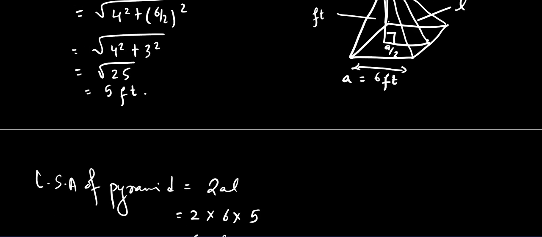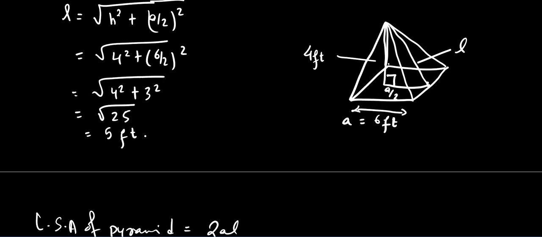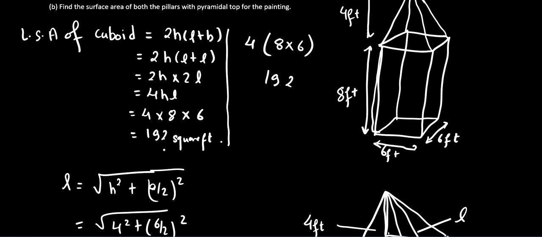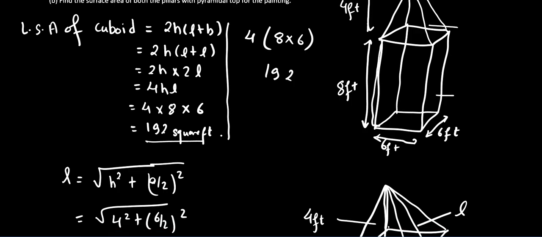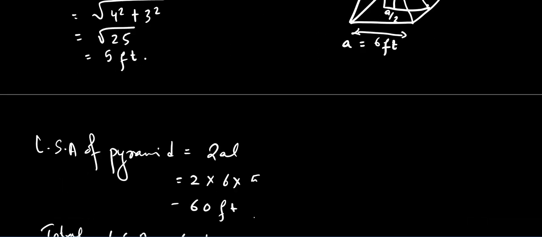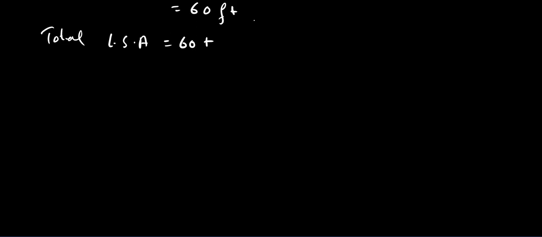We already got here 192 as the lateral surface area for the cuboid. So we're gonna add. So the LSA of cuboid is 192 plus the LSA of pyramid is 60. So we're gonna add both and get the total LSA. So we get 252 square feet is the total lateral surface area, or the area where we can actually paint.